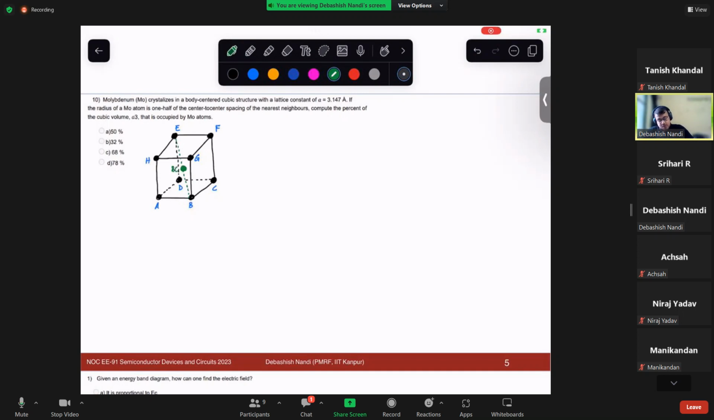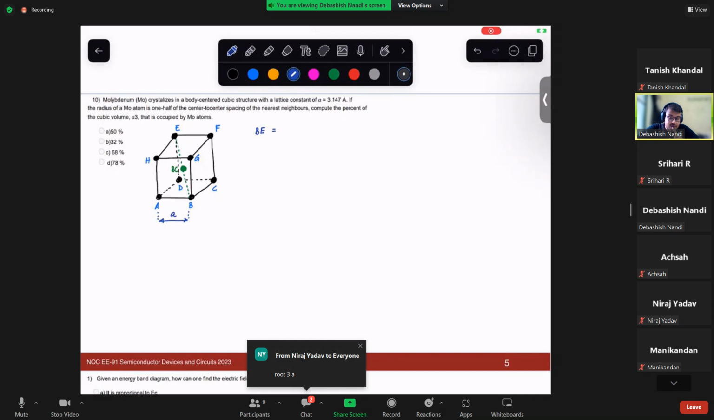Okay, so now in the question it is asking me 2-3 things. What is the distance BE in terms of a? If this is small a, then what is the distance BE, the body diagonal? Anyone? Root 3a. Yeah, right, root 3a. So how does that come about?